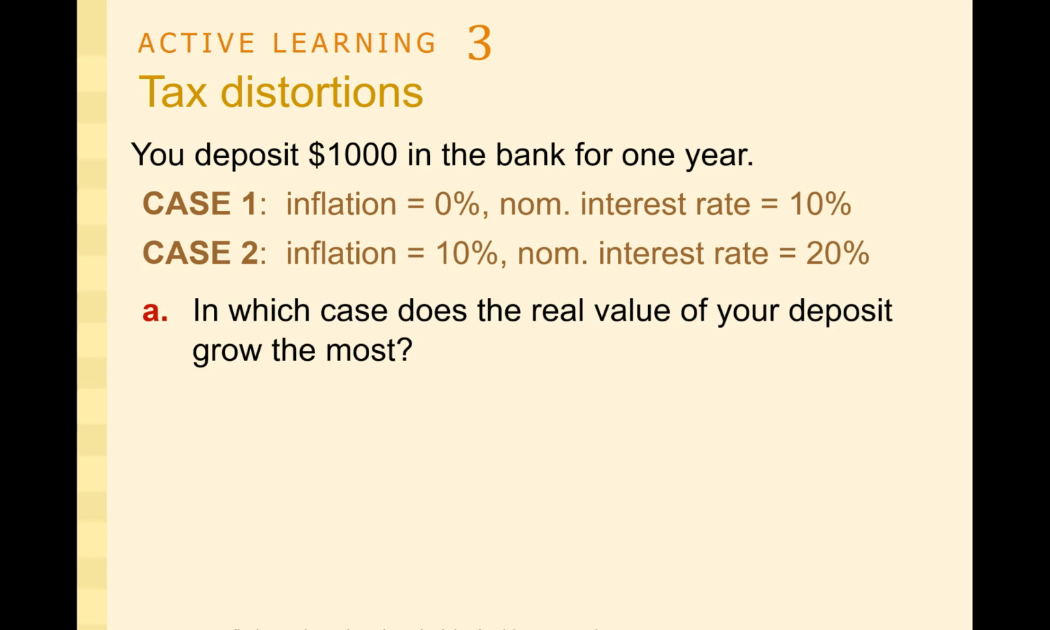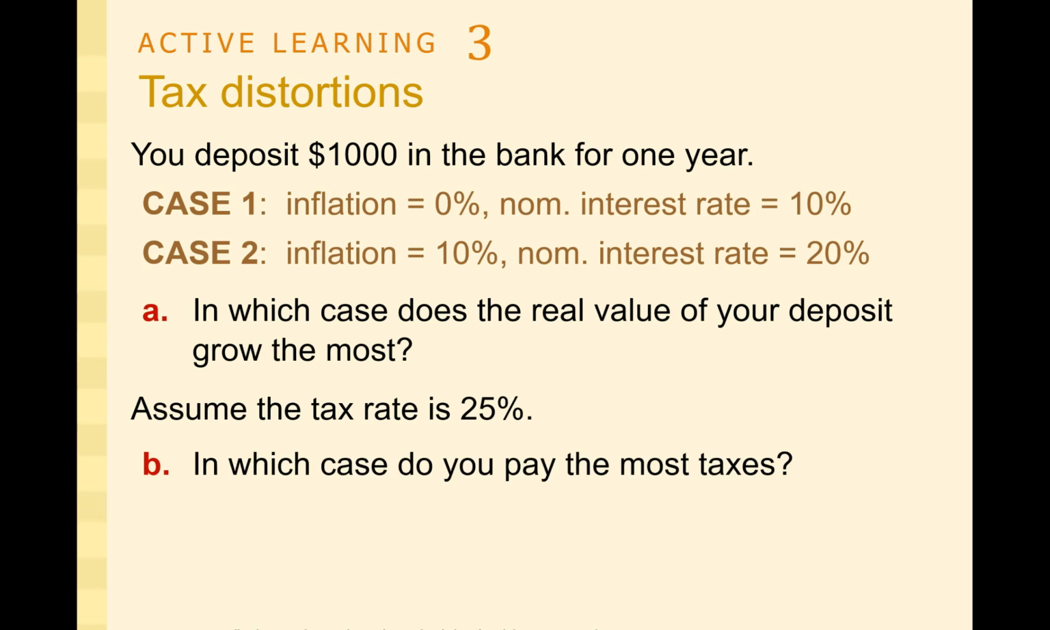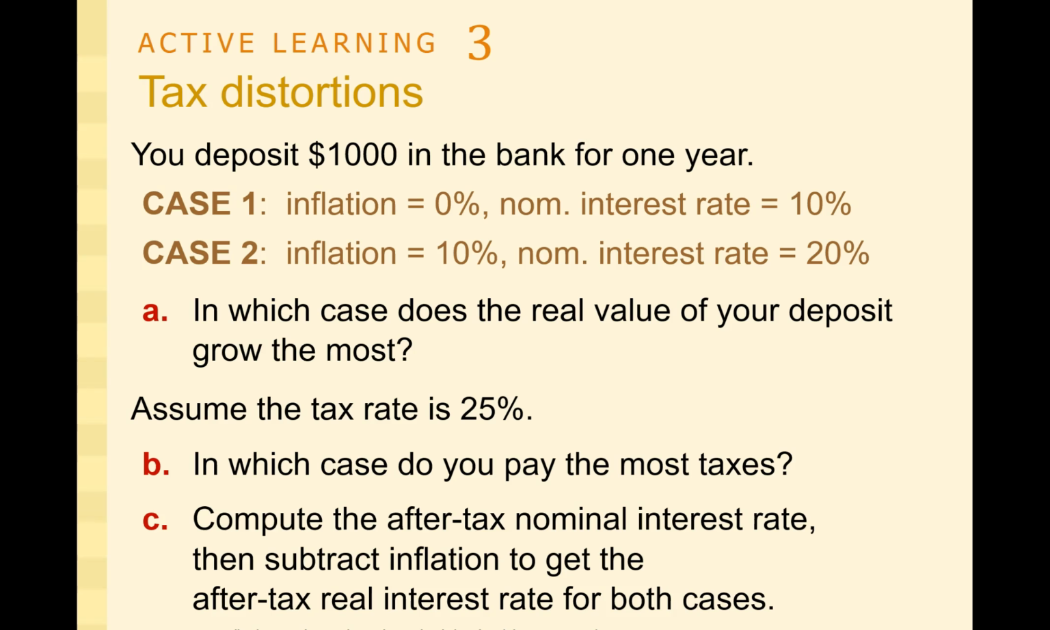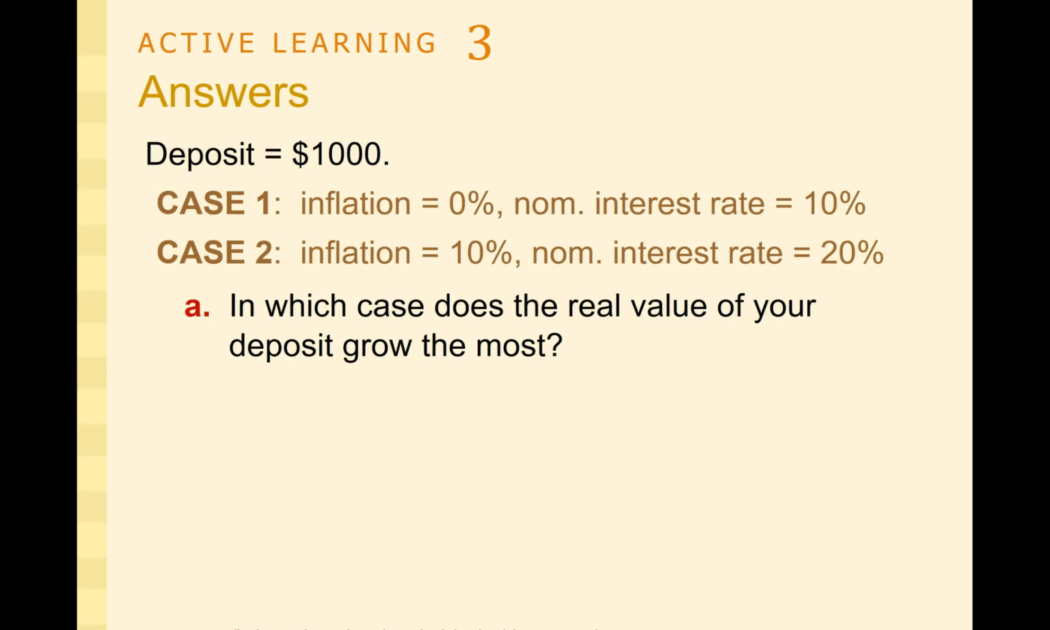So let's assume the tax rate is 25%, and then B asks us in which case do we pay the most taxes. And finally, C asks us to compute the after-tax nominal interest rate, then subtract inflation to get the after-tax real interest rate for both cases. So let's go through these.